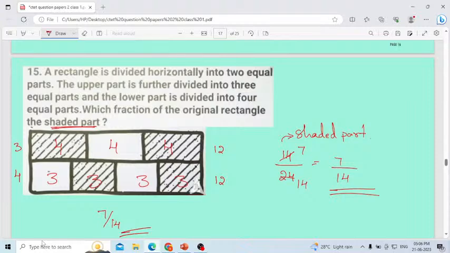Easy question. Here you have to divide this rectangle into two parts. The upper part is divided into 3 equal parts, the lower one into 4 equal parts. 4 3s are 12. Consider both, it should be the LCM value. Then it will become 12, then 4 4 4 and 3 3 3. 12 plus 12 is 24, this is the total. Then the upper one is shaded, you will get 11 divided by 14. 11 by 14.